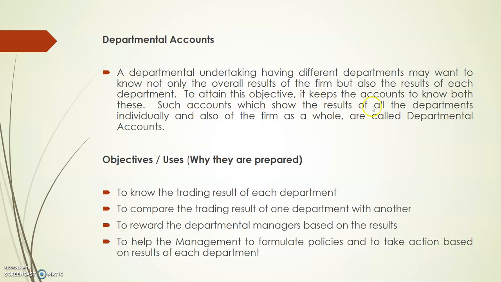To attain this objective, it keeps the accounts to know both these. Both these here refers to the overall results of the firm or the business, and at the same time, the results of different departments. So such accounts which show the results of all the departments individually and also of the firm as a whole are called departmental accounts. So basically we can understand that departmental accounts are prepared to know the overall result of the business as well as the result of each and every department.